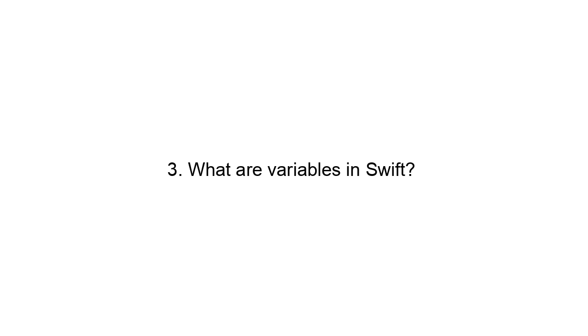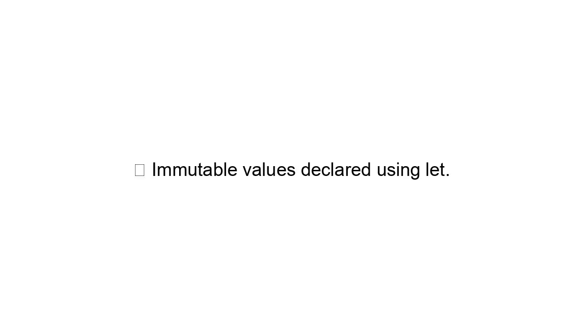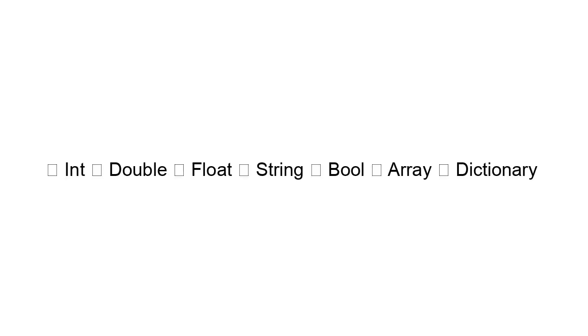3. What are variables in Swift? Used to store mutable values. Example: var name = "John". 4. What are constants in Swift? Immutable values declared using let. Example: let pi = 3.14. 5. What are Swift data types? Int, Double, Float, String, Bool, Array, Dictionary.